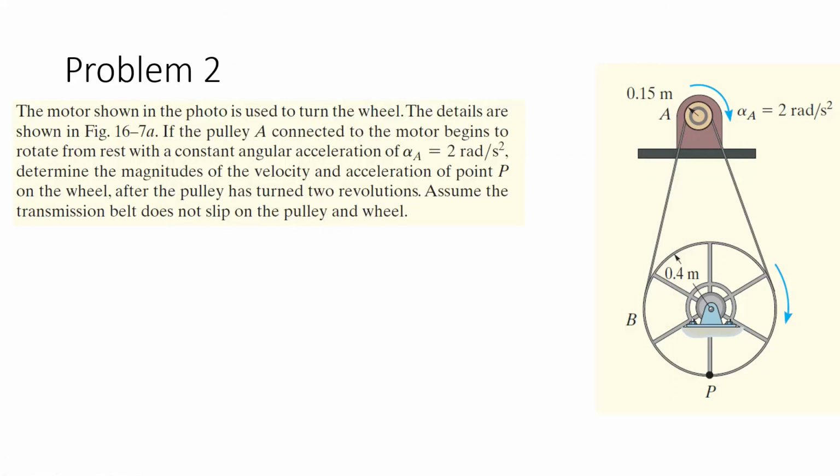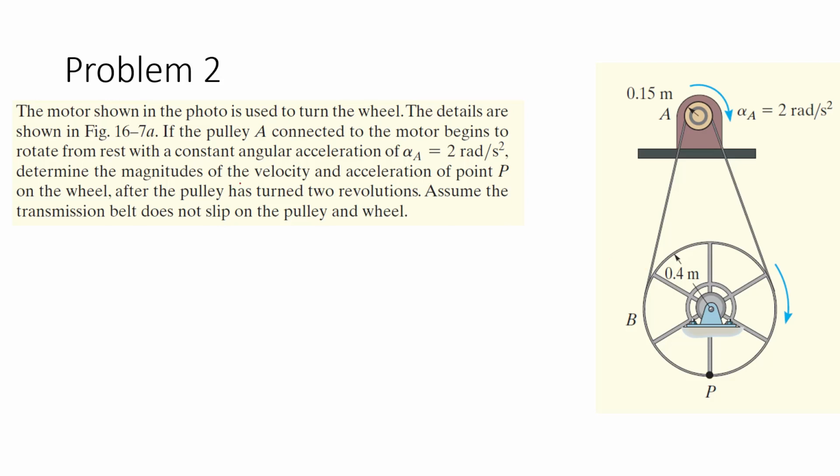So we have another problem that says we have two coupled mechanisms. One is the pulley and the other one is the wheel. That is, pulley A rotates with an angular acceleration of 2 radians per second squared, and it has a radius of 0.15 meters. And also the wheel B has a radius of 0.4 meters.